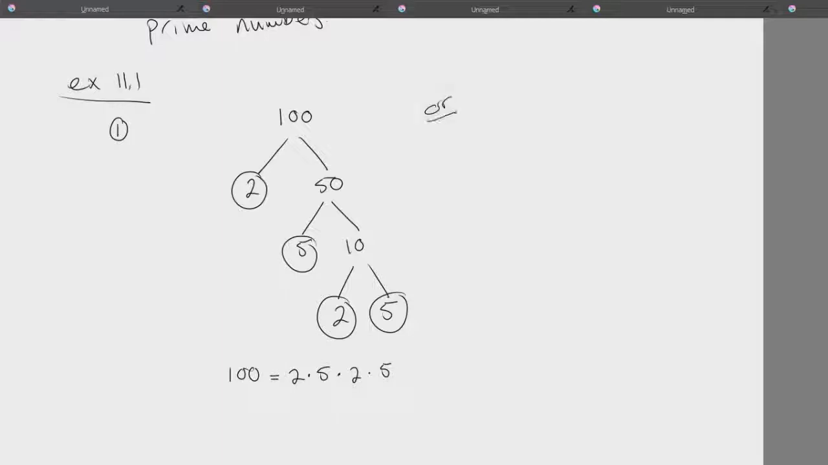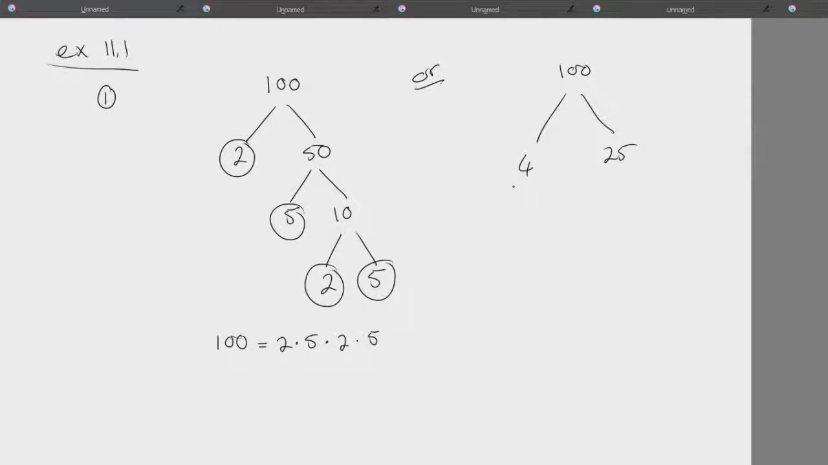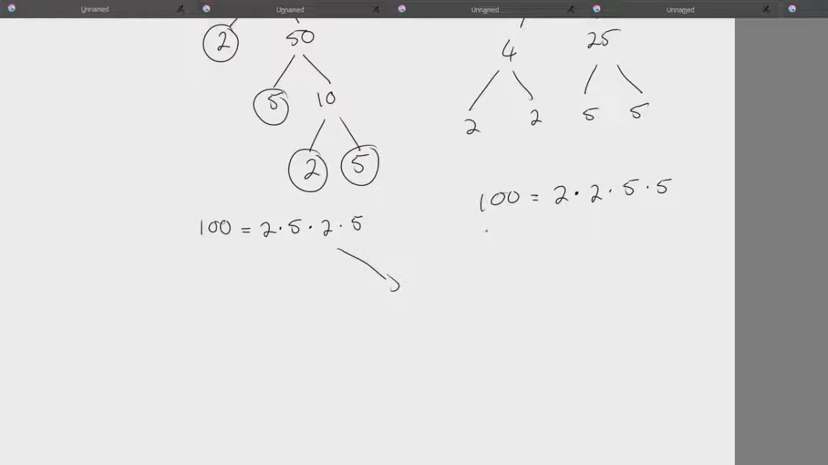Notice that I wasn't restricted to splitting it in any particular way. I could have seen, well, I like 4 and 25 as my first split. It's perfectly fine. 4 can be split up as 2 times 2. 25 can be split up as 5 times 5. And so from this tree, it would be 100 is 2 times 2 times 5 times 5. But regardless, in both cases, 100 is made up out of 2 2s and 2 5s.